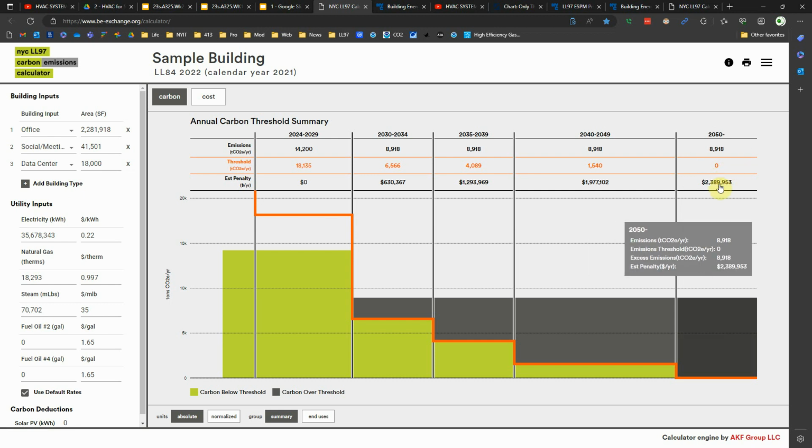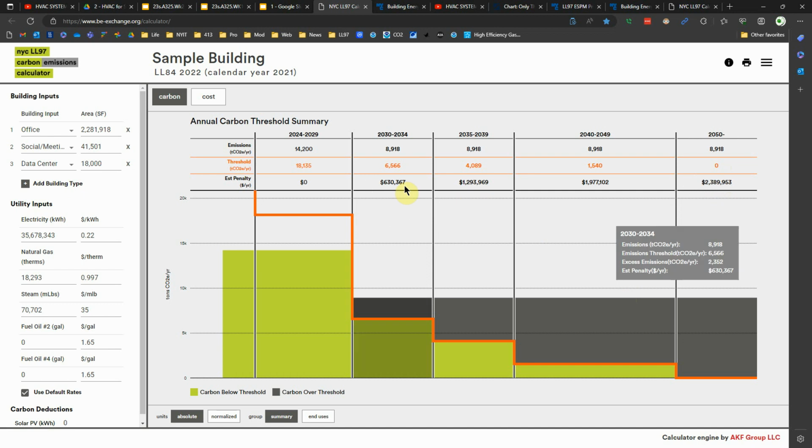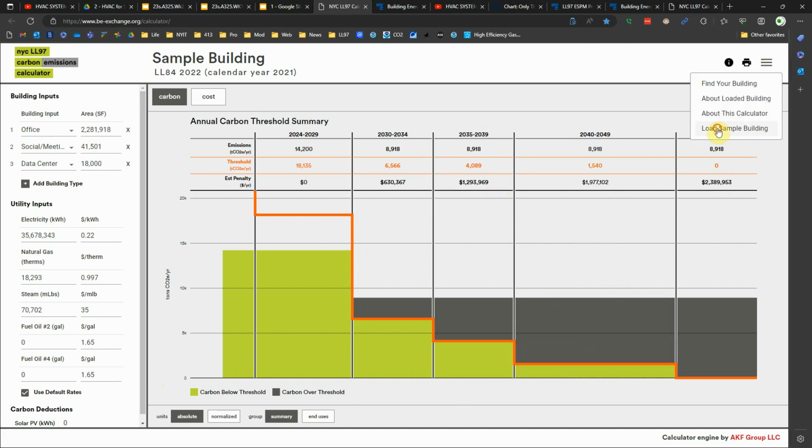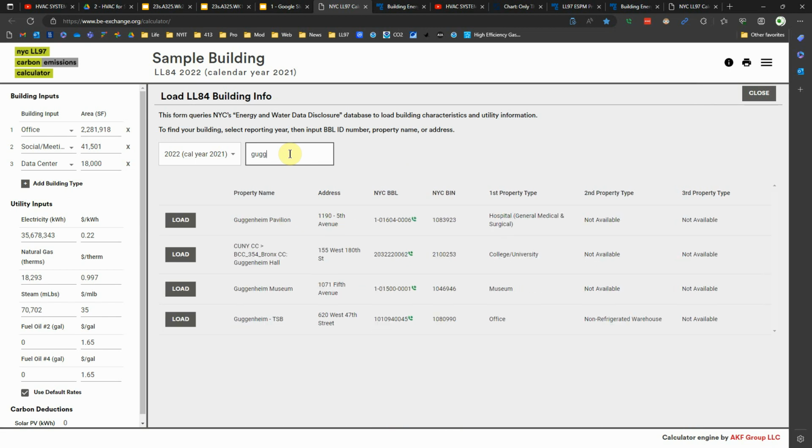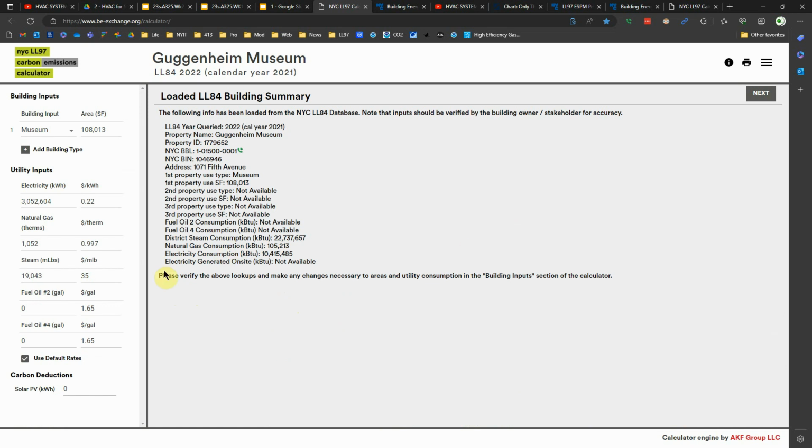If we put the Guggenheim in here, you can also load buildings from that map. Oops, that's the wrong thing. Find your building. If I put in Guggenheim, then it loads it, and you can use this tool for existing projects. The way it basically works is that you have your square footage.